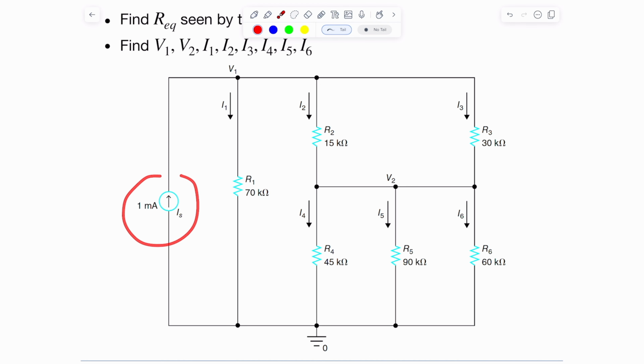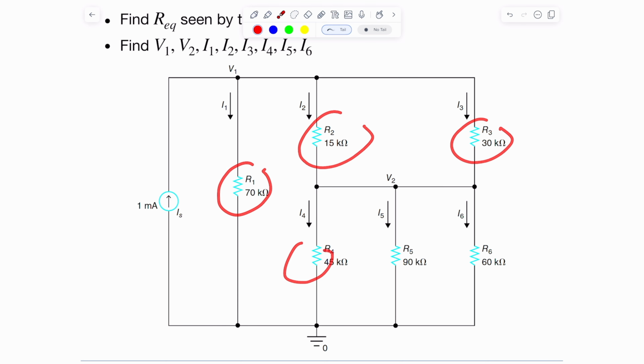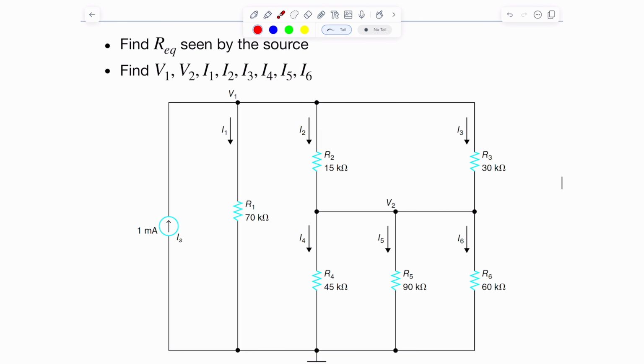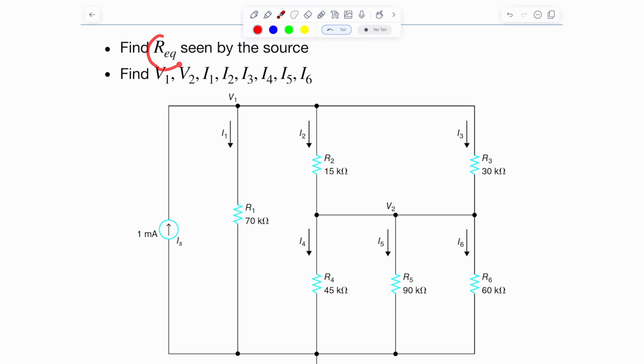Current source that is providing 1 milliamp, and the rest of the elements are simply resistors. So we have R1, R2, R3, R4, R5, and R6. So we have 6 resistors connected to one current source. And what we're asked to do is find the R equivalent seen by the source.